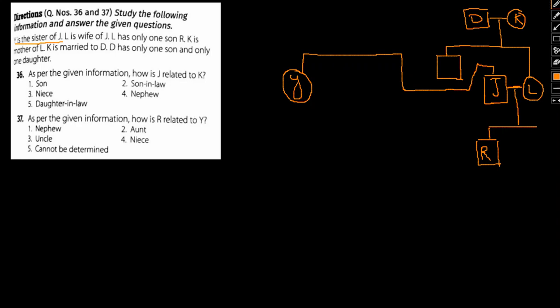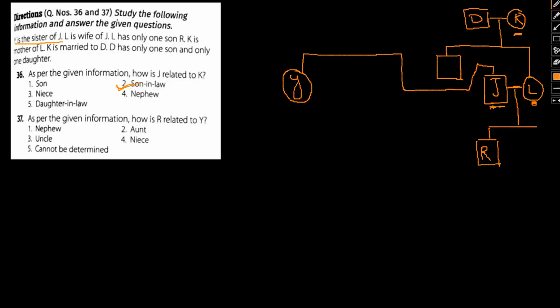As for the given information, let's take a look. How is J related to K? J is married to K's daughter L. That is, J is basically the son-in-law of K. So son-in-law, option 2, is the correct answer.